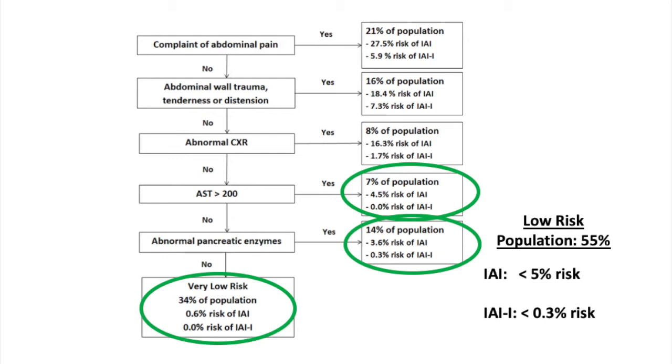These were patients that had a normal abdominal exam and a normal chest x-ray, and who we chose to wait on labs. And in this additional 21% of the population, the risk of intra-abdominal injury was less than 5%, and the risk of injury requiring intervention was less than 0.3%, highlighting that it's likely safe in these patients to wait on labs prior to making a decision about abdominal CT.